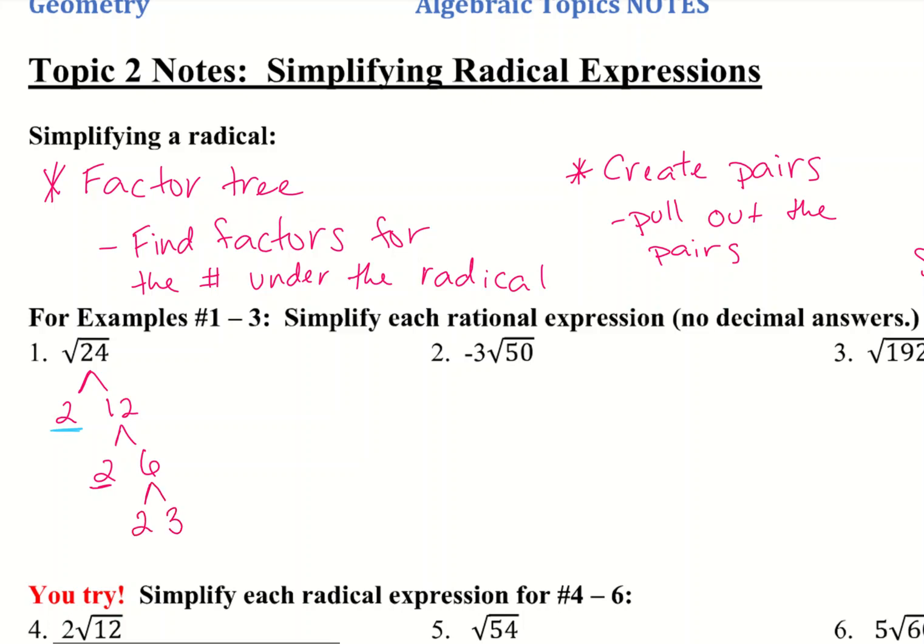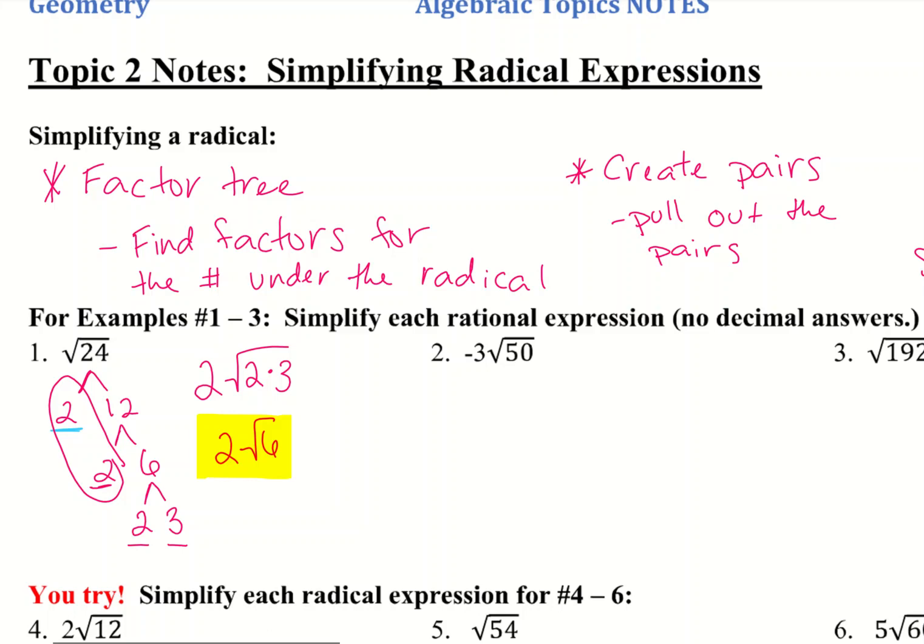So I have 2 and 6, 2 once again, and then 6 is 2 and 3. Alright, so I made my factor tree and I made it down to all the prime numbers. Now I'm going to create pairs. So we have a pair of 2's and then we have a 2 and a 3. So we only have one pair. And we're going to pull out that pair. And when I say pull it out, that means it's going to go in front of our radical. So now we have 2 root, and the two numbers left over are going to stay underneath and be multiplied. So then we want to make sure we simplify that further to 2 root 6. Okay?